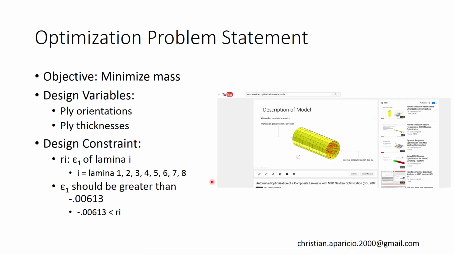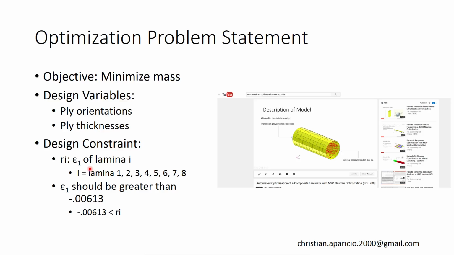I've done tutorials many times on this example, so I definitely recommend that you refer to one of my old YouTube videos describing this model in more detail. So in this video, I'm going to skip discussion on the objective and the design variables. I'm going to focus purely on the design constraint on the strains of the laminas.